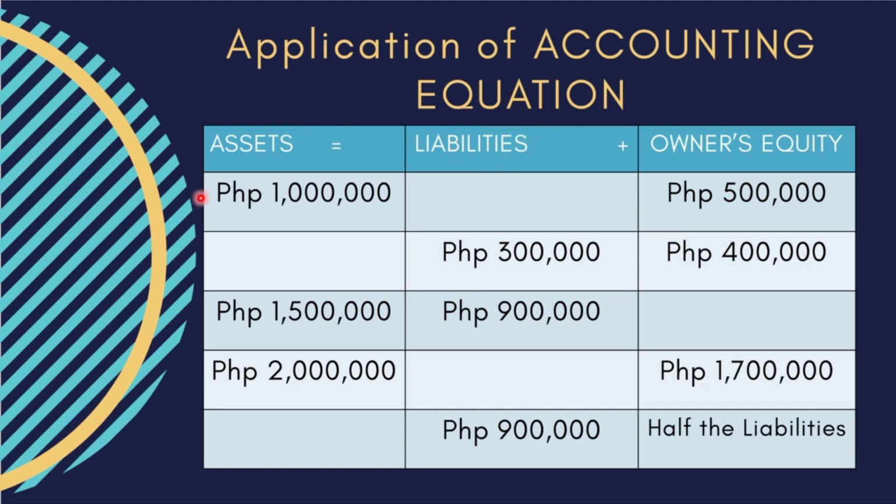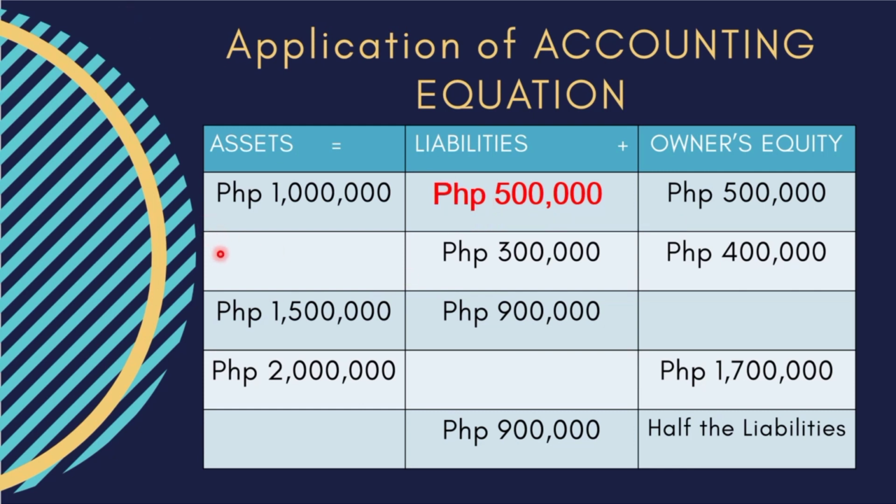Okay, let's solve number 1. As you can see, liabilities is unknown. So the formula that we will use is liabilities equals assets minus owner's equity. Liabilities is unknown, assets equals 1 million, and the owner's equity is 500,000. So liabilities equals 1 million minus 500,000, which is equal to 500,000.